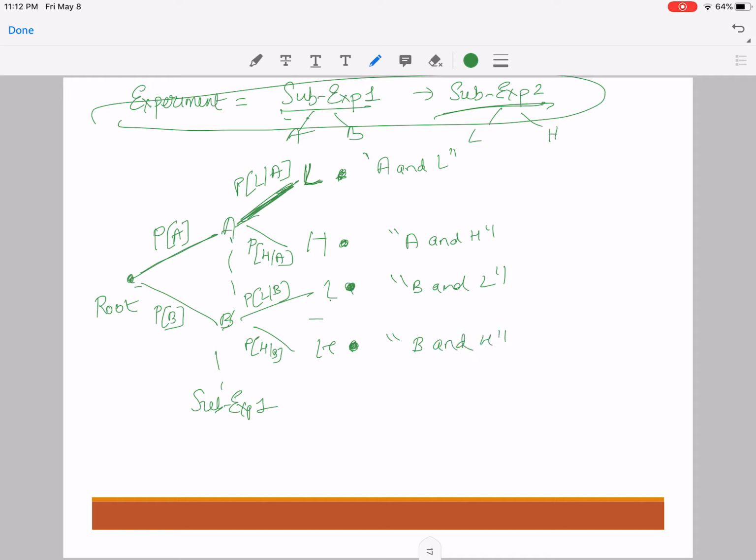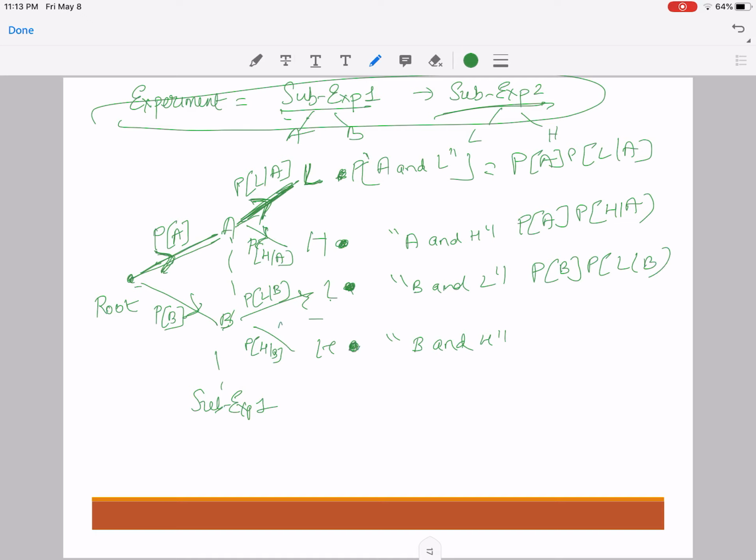To find the probabilities of these outcomes, I'm going to trace the path from the root to these leaves, and I will multiply the probabilities that appear along the way. For example, if I want to find the probability of A and L, I'll trace the path from the root all the way to that leaf, and I'll multiply the probabilities that appear along the way. So probability of A times probability of L given A. Similarly, to find the probability of this leaf, I'll multiply probability of A times probability of H given A. Similarly, this one will be probability of B times probability of L given B.